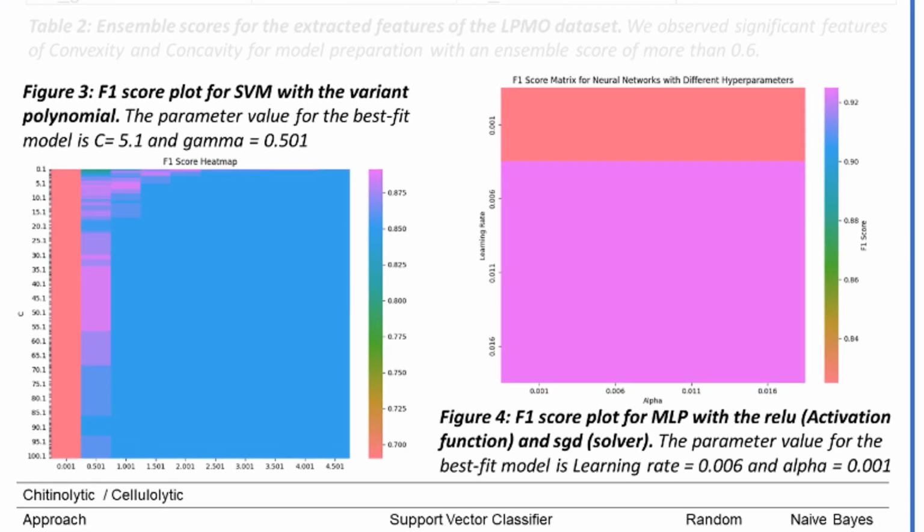Here, Figure 3 represents the F1 score plot for the SVM model with polynomial function, where we were able to see that the model performs well optimized when the parameter value of C is 5.1 and the gamma is 0.501. And Figure 4 here represents the F1 score plot for multi-layer perceptron with ReLU as an activation function and SGD as a solver. The model was well optimized when the learning rate was set to 0.006 and alpha value to 0.001.